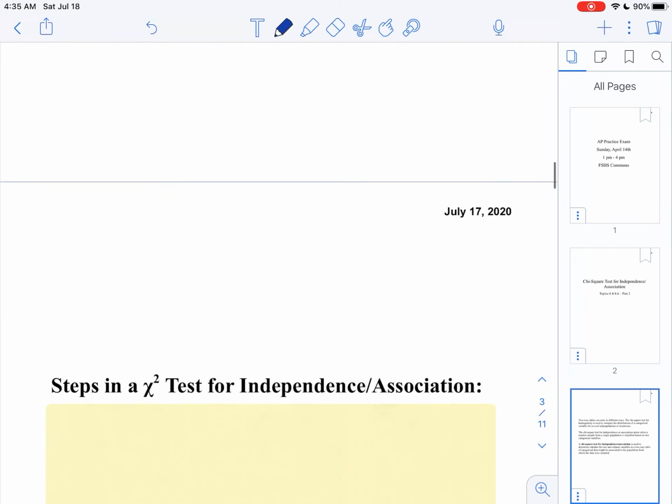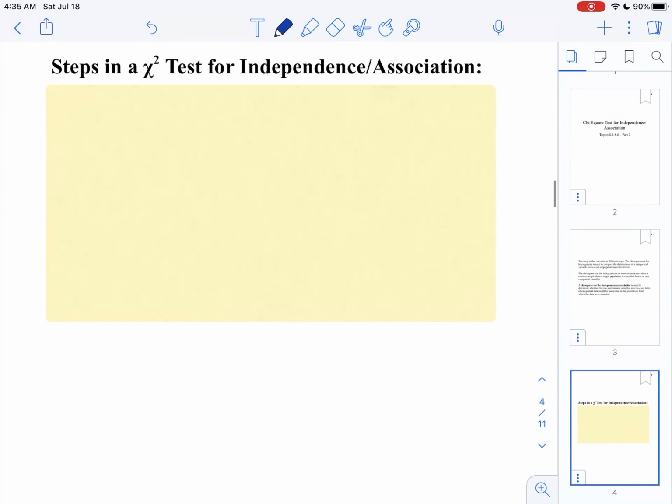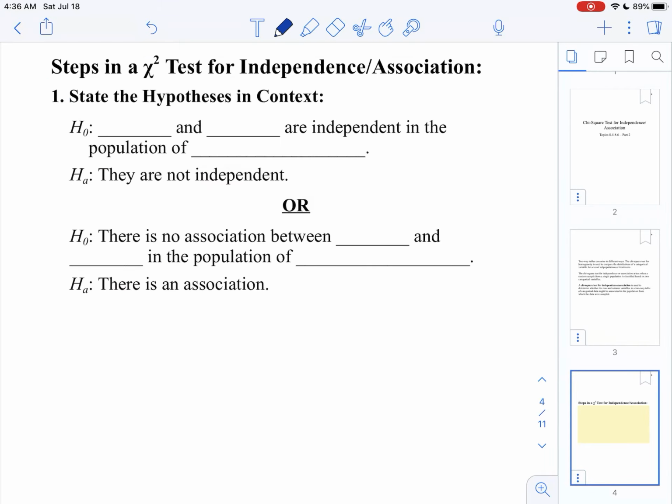Okay, so let's go through our steps in a chi-square test for independence or association. Our first step is to state our hypotheses, right? These are pretty easy. We can either say for the null, blank and blank are independent in the population of blank, and then for the alternative, you don't have to put all the context in, you can just say they are not independent. Or if you decided to name it a chi-square test for association, then you would say there is no association. The same thing as saying they are independent.